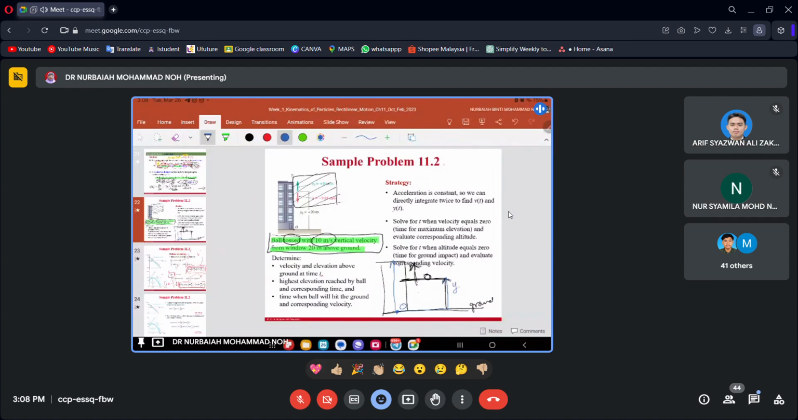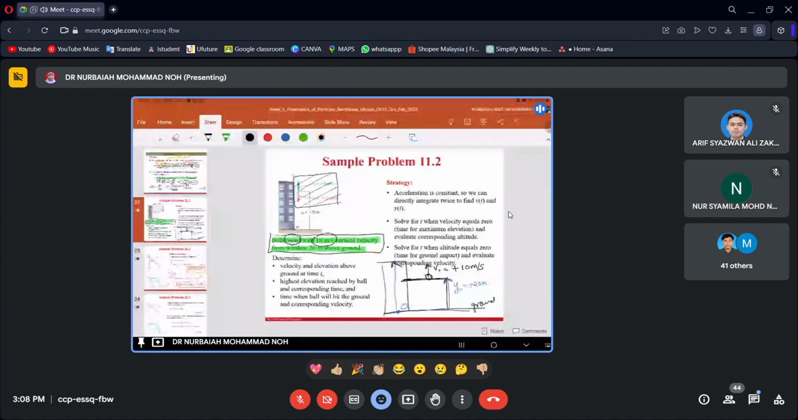So you ada position dia y initial equal to positive 20 meter. Kenapa positive? Sebab dia berada above origin, ataupun above ground. Okay. And then, tadi kita kata pergerakan bola tu dia initially go upward sebab dia baling bola ke atas. So, V naught will be equal to positive 10 meter per second. Kenapa positive? Sebab dia follow the positive directions of the coordinate axis ni. Okay.